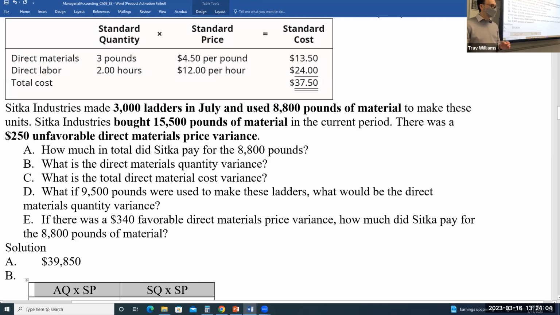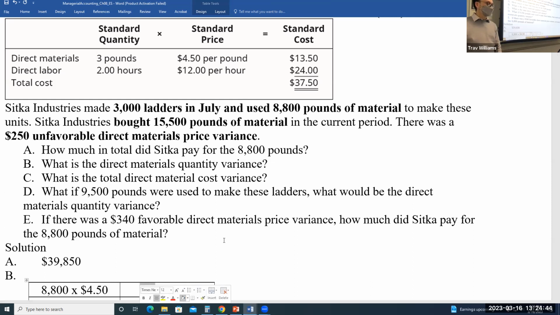We need our actual quantity. So actual quantity was 8,800 pounds of material. That's how much they used, right? So if they used that, we know that's actual. And then the standard price is that $4.50 per pound. You see the screen okay, Brandon? Yeah. So standard price, I'm going to put in the 450. And notice that goes on both sides with this formula.